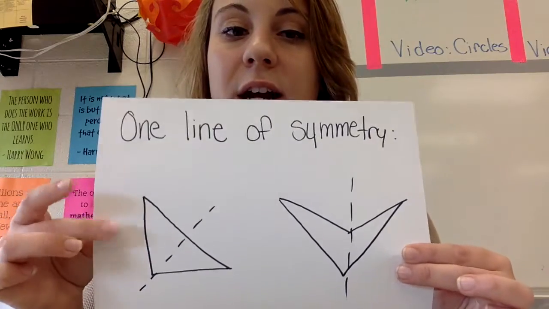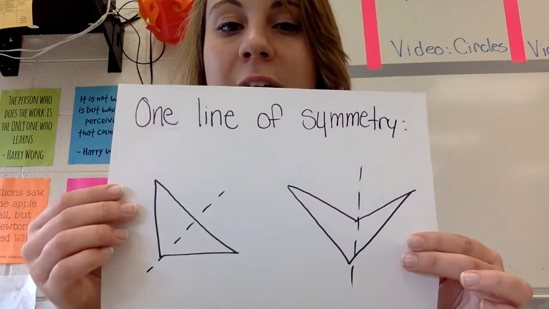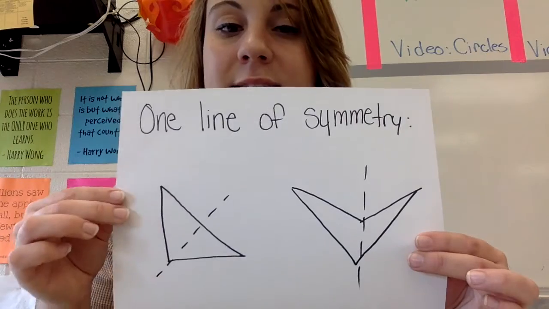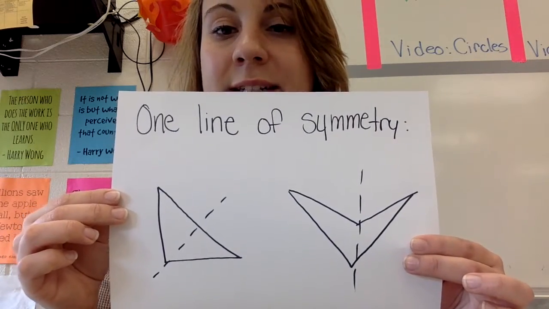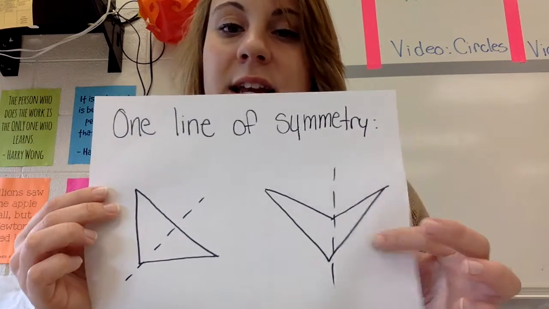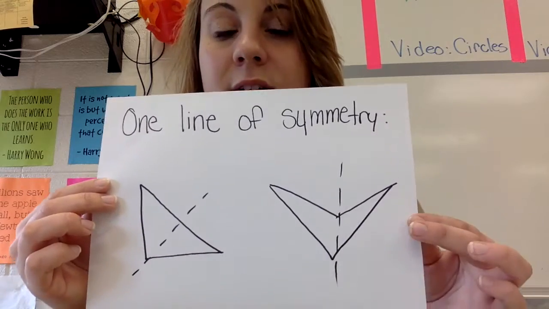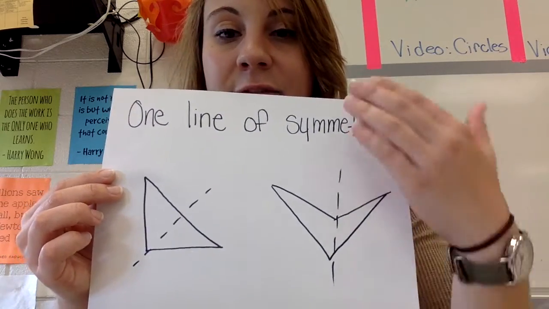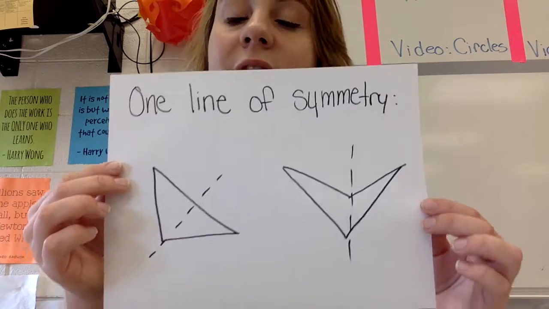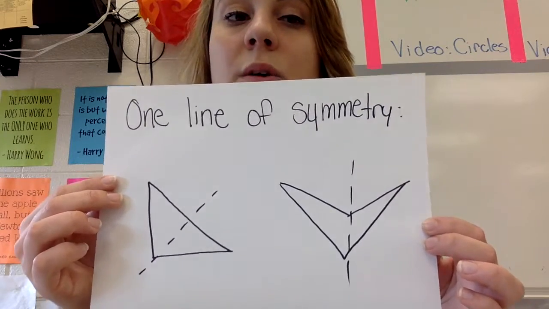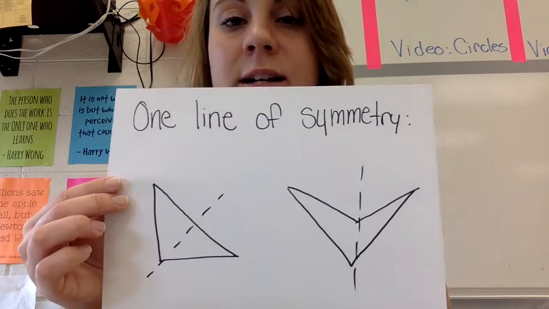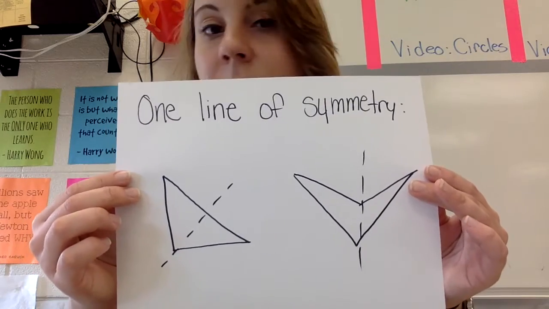But right here, I have a right triangle. We have one line of symmetry represented by a dotted line. And here I just kind of made up a shape. It looks like a concave kind of V shape, right? That has one line of symmetry. There's one way we could fold that so it would fall on top of itself exactly.